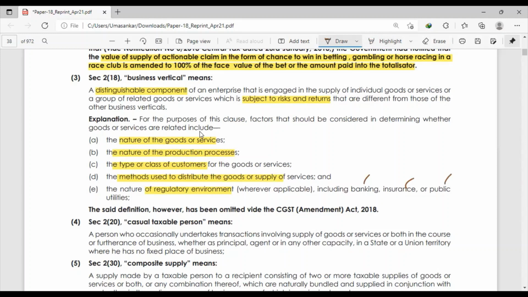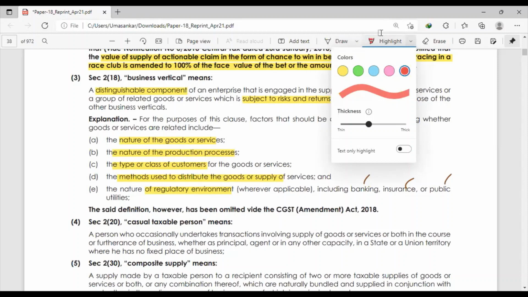Now, this definition has been omitted in the CGST Amendment Act 2018. I mention it just for understanding where it is, but it has already been omitted. So it's not of so much importance.